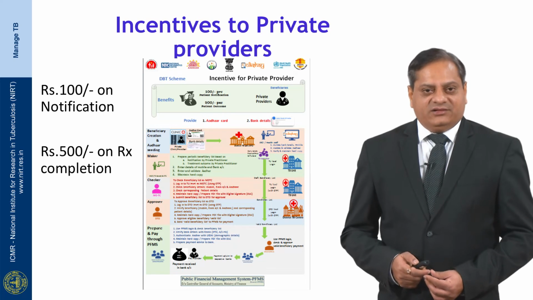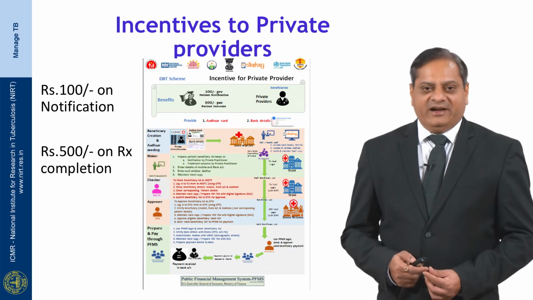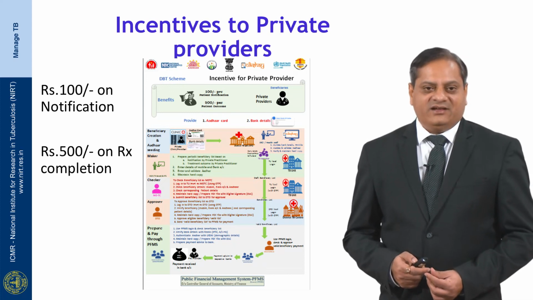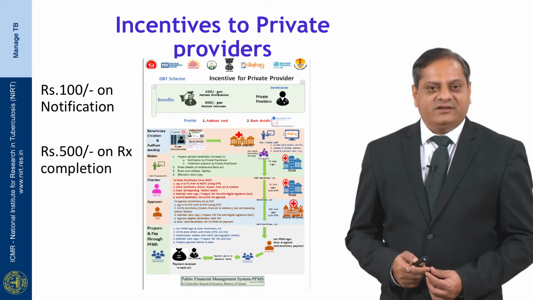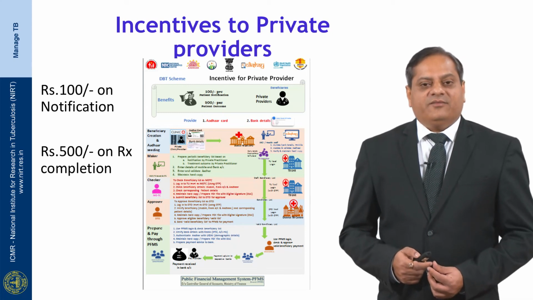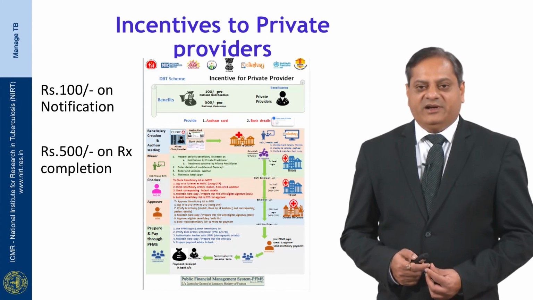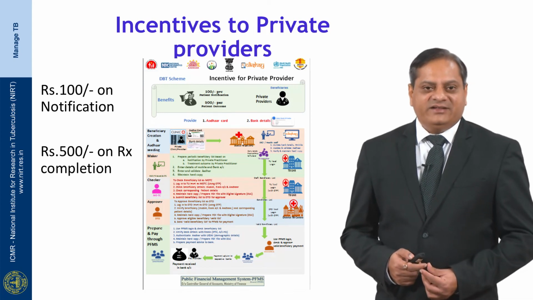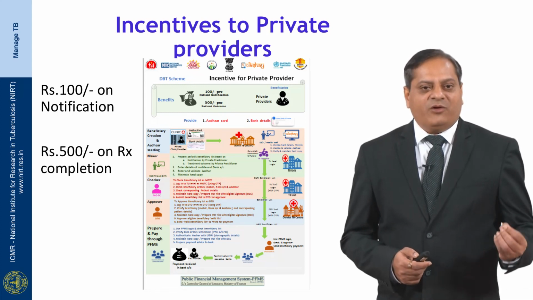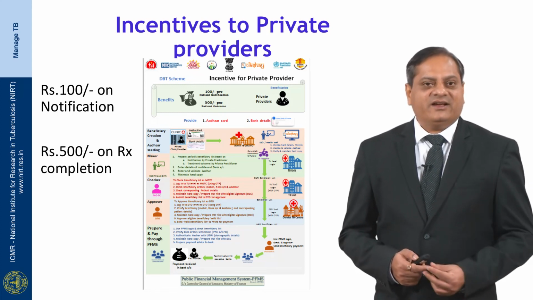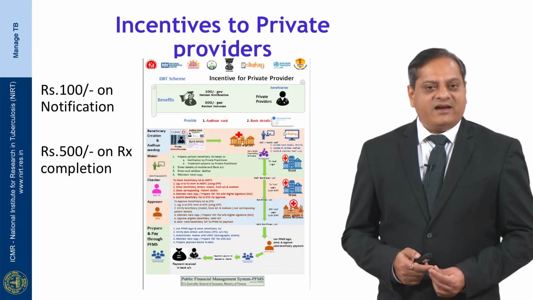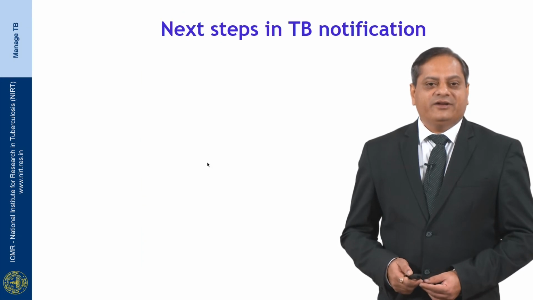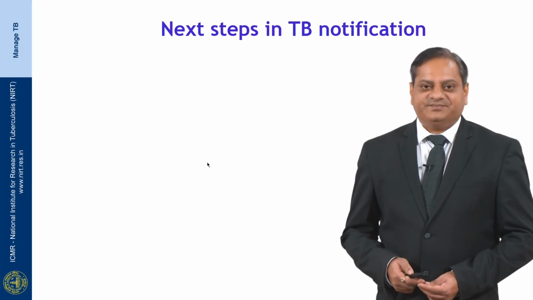Recently the government has also started incentives for the private providers. The numbers may look small, that is 100 rupees on notification and 500 rupees on completion per patient to the private provider for each TB patient notified and treatment completed. But it is not an incentive per se, financial incentive per se, it is just a compensation for the small amount of 1 or 2 minutes that is taken for notification by a busy practitioner, and even the government is thinking of increasing it to around 1000 rupees per patient.